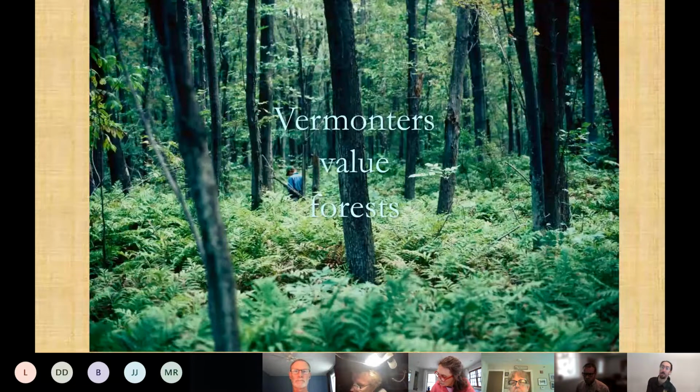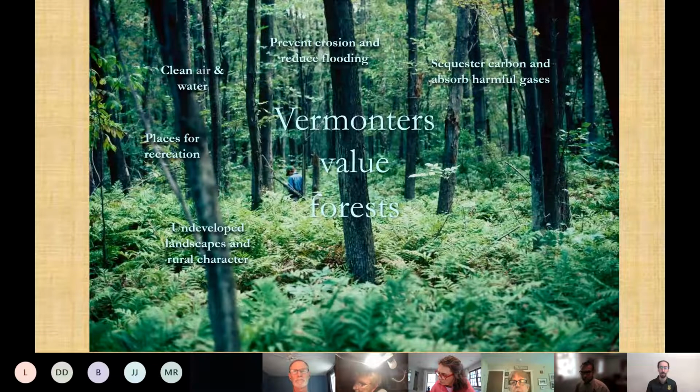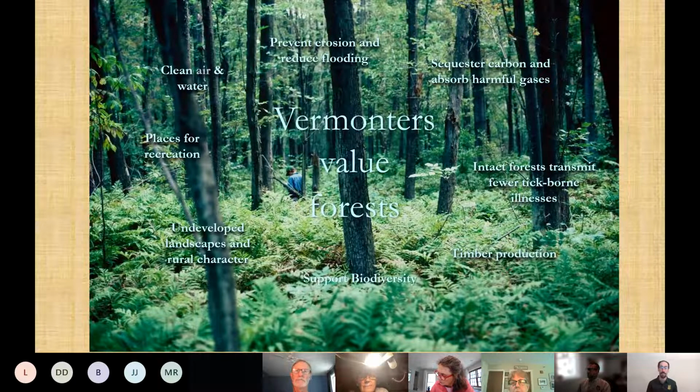Another big reason we plan is to protect natural resources. So Vermonters value forests, and I'm just going to list some of the reasons that we value them and what large intact forests provide for us. So there's undeveloped landscapes and a rural character. Forests are places for recreation. They provide us with clean air and water, erosion prevention, carbon sequestration. Large forests will transmit fewer tick-borne illnesses. They produce timber, as well as support biodiversity. And that's the mix of wildlife and plants that rely on forest habitats.